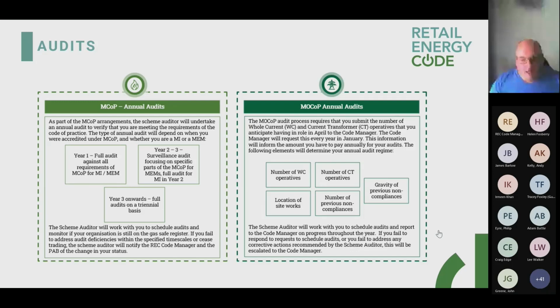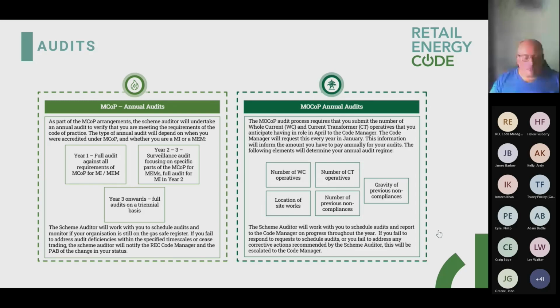So your electricity audit, as we mentioned, number of whole current operatives, so those that are domestic, so up to 3 phase, and your number of current transformer operatives. And again, this is how it works now.